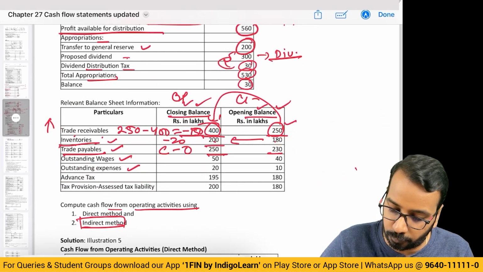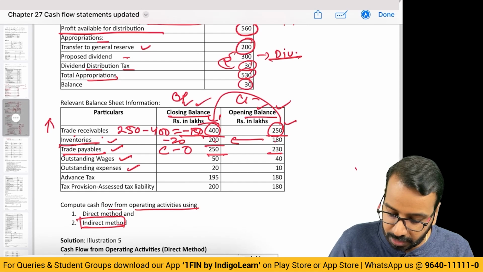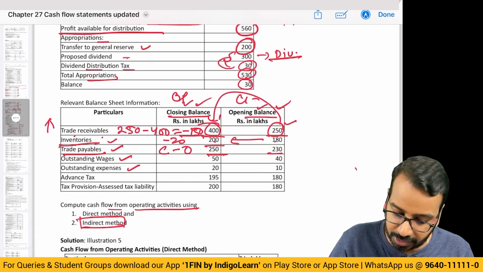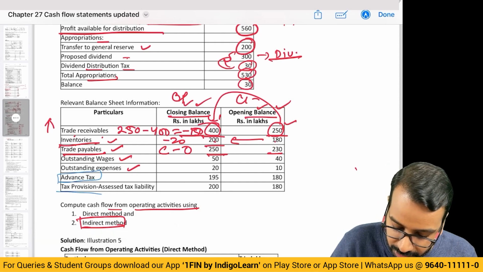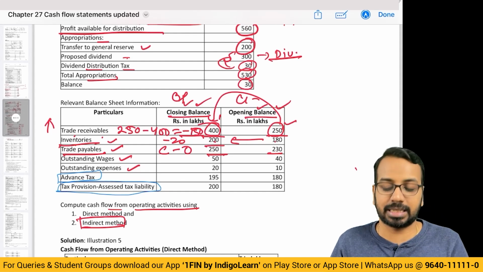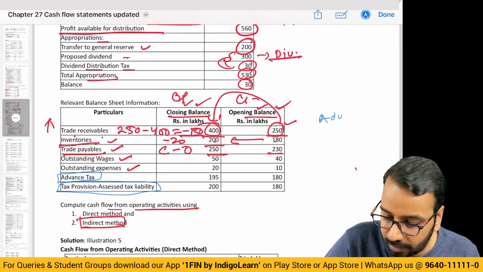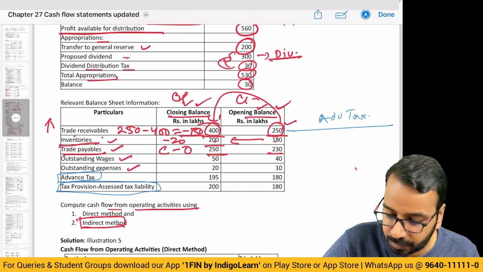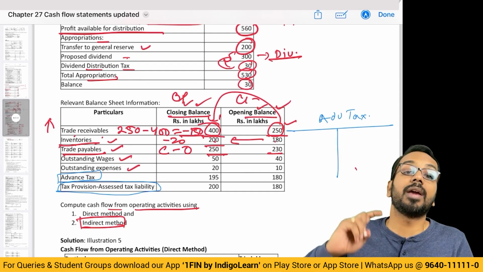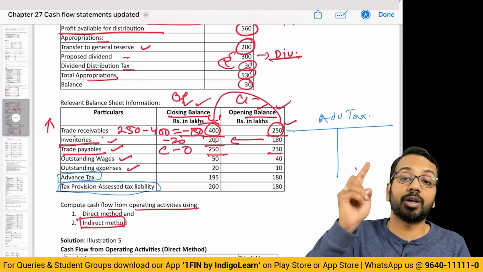You understand the flow first, okay, then I'll give you the shortcut. Now as per this, what has happened here is, you have an advanced tax account and you have a tax provision account or assessed tax liability, right? So you have the advanced tax account. Advanced tax means we have paid the tax, so it will have a debit balance.